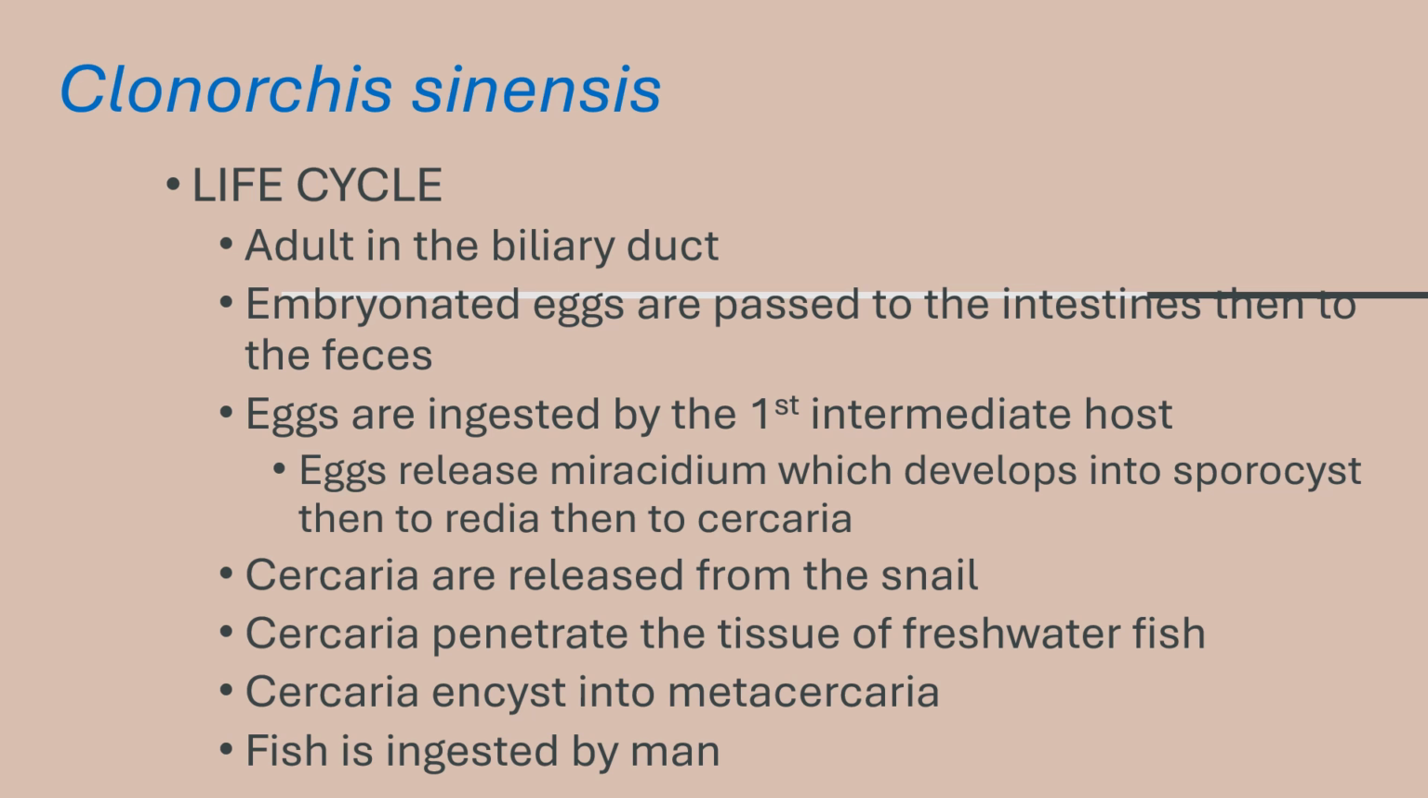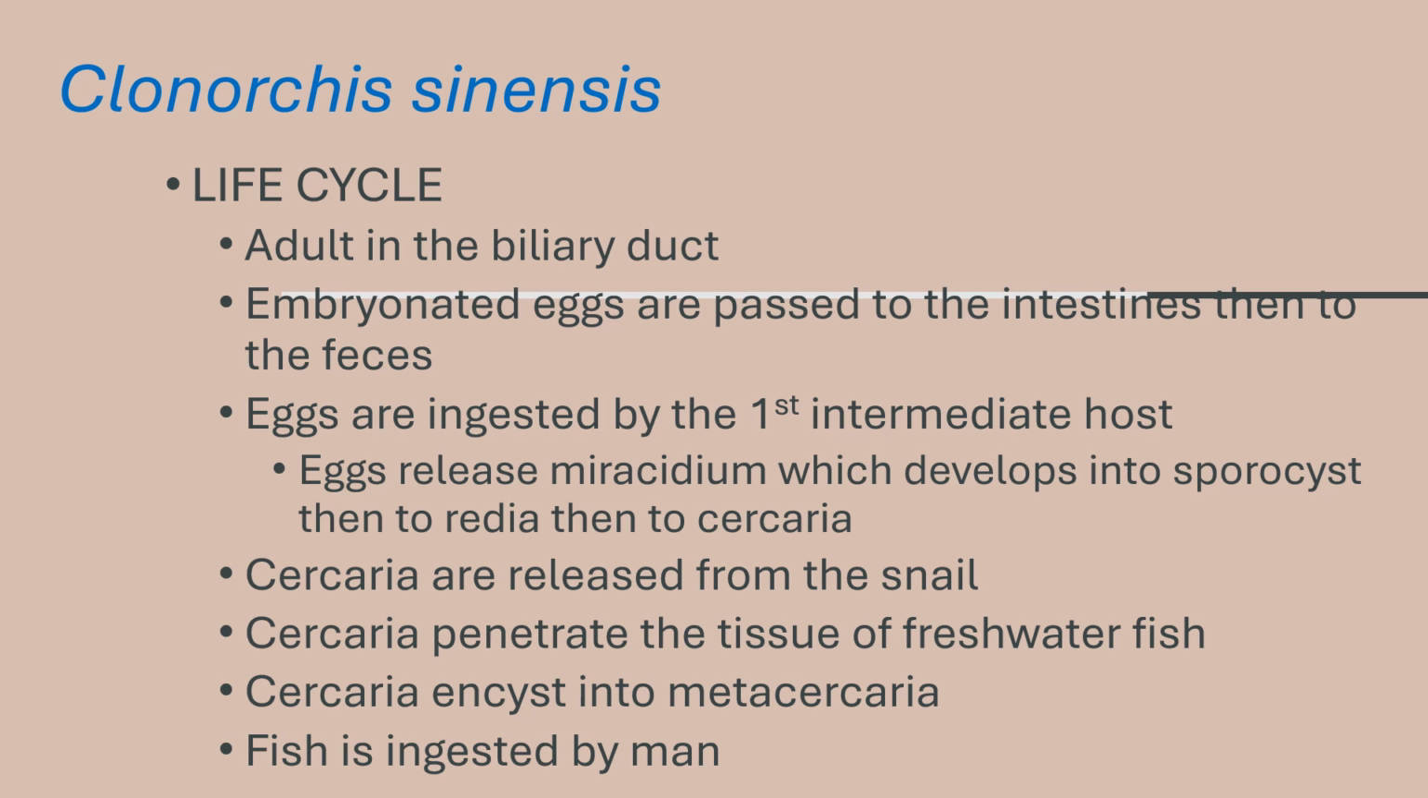The adult worms deposit eggs in the bile ducts, and the eggs are discharged with the bile fluid into the feces and then passed out into the environment. Again, as we said earlier, the ova of your Clonorchis sinensis are embryonated or mature when laid. Embryonated eggs are passed to the intestines, then to the feces. Of course, the ova are ingested by the first intermediate host. Please note again that there is no embryonation that will take place outside in the environment in your Clonorchis sinensis.